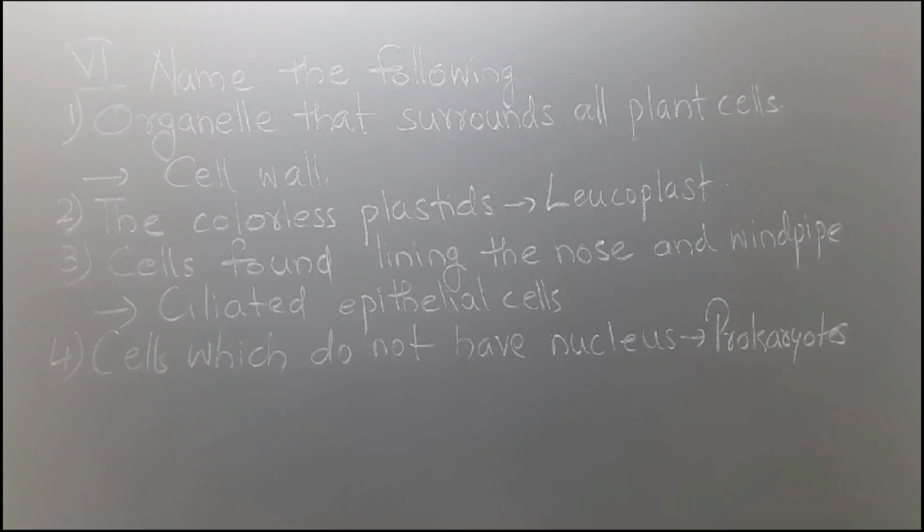So next is cells which do not have nucleus. The answer is prokaryotes. Prokaryotes are the one do not have nucleus. Prokaryotes means before nucleus. That is the meaning of prokaryotes, before nucleus. Means prokaryote doesn't have nucleus.